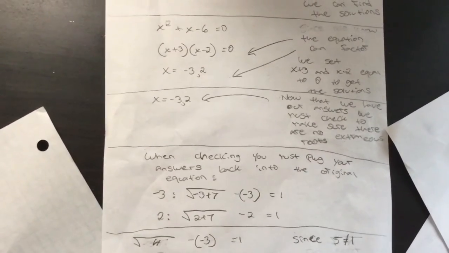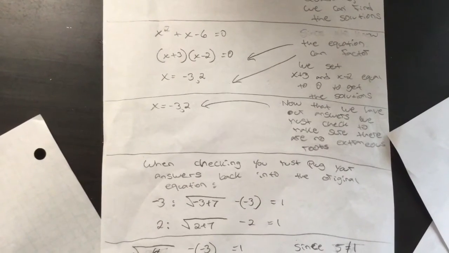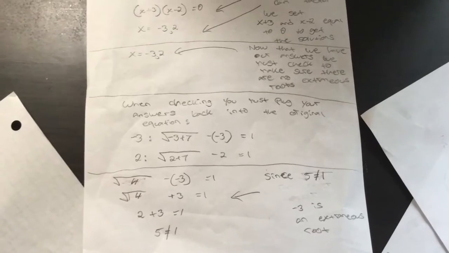Since this can factor, we get the solutions x plus 3 and x minus 2. We set those equal to 0 to get negative 3 and 2. Now that we have our answers, we can check these in the equation to make sure we have no extraneous roots. Remember to plug back into the original equation.